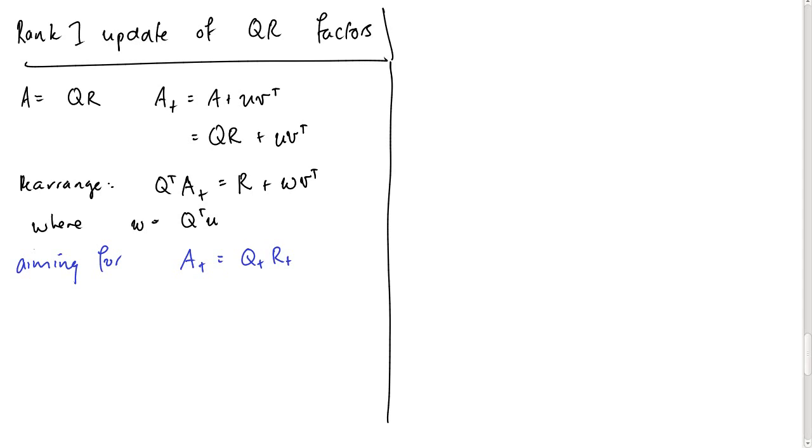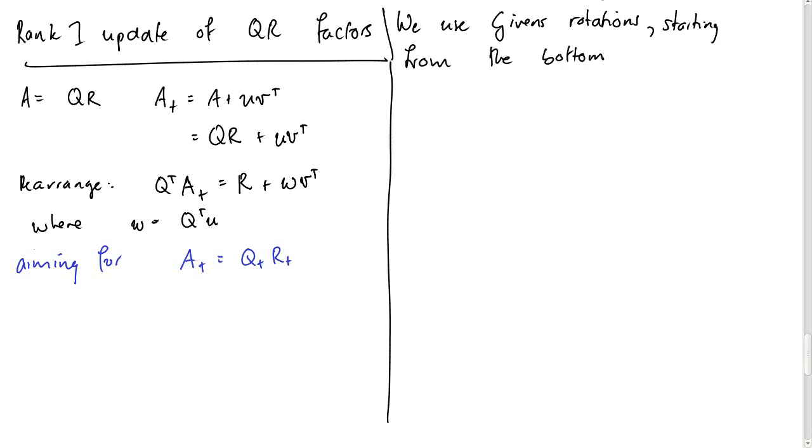Okay, now basically I'm going to do something here which will appear to be pretty unmotivated, but once you see it done, you'll hopefully understand why I did it. So what we do is we use Givens rotations starting from the bottom to make all but the first two elements of W zero.